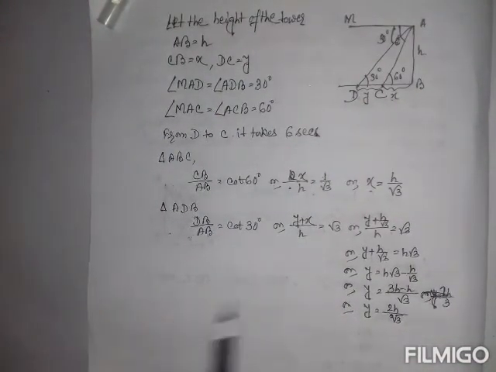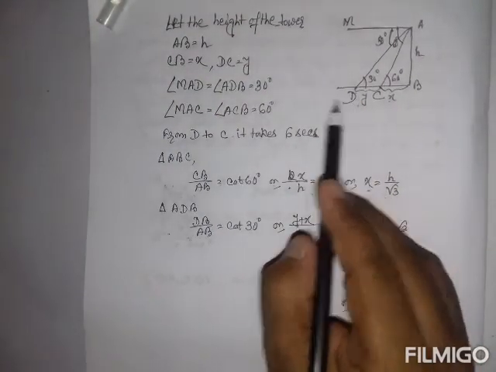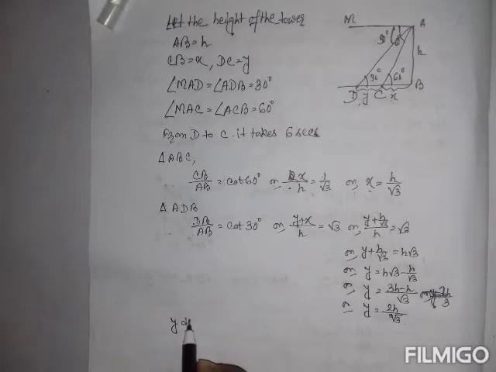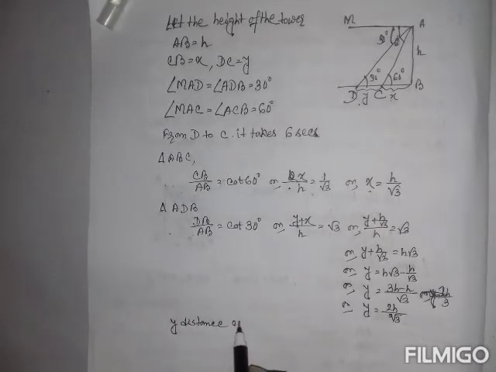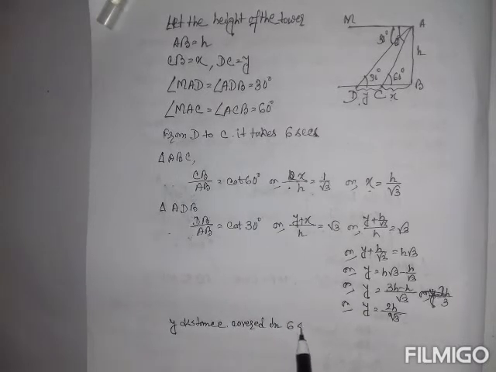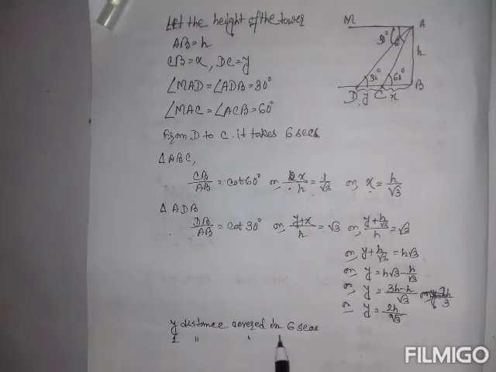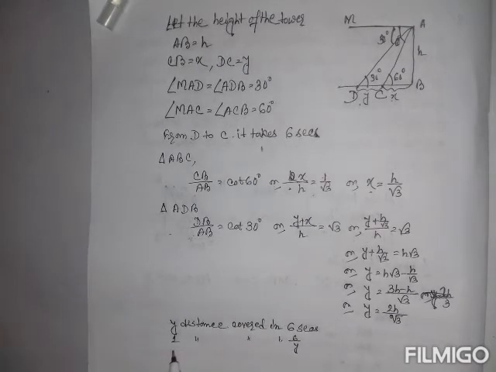Now this Y distance is covered in 6 seconds. So X distance will be covered in 6 by Y. So this is the simple unitary method.